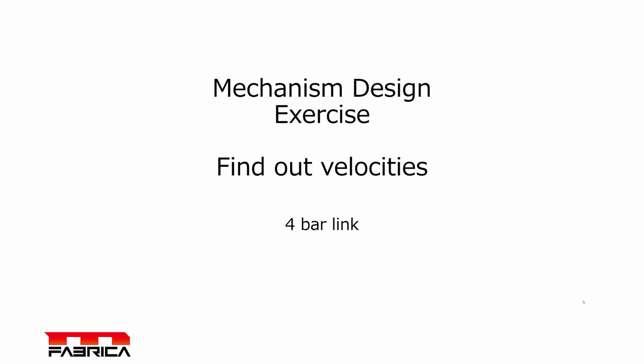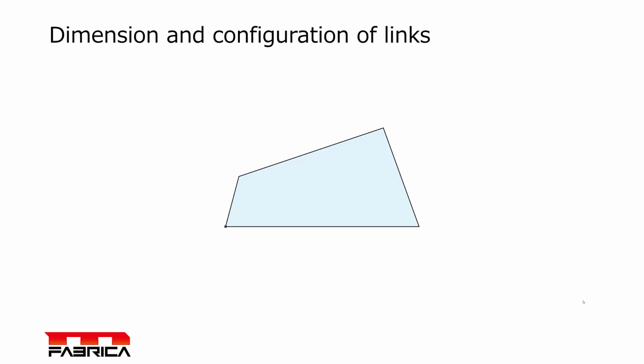Okay, let's get started. For this exercise, we would like to find out velocities at two particular joints in the 4-bar link mechanism. This is a mechanism we'll be working on. There are 4 links, and the first link, link A, length is 150 millimeters.